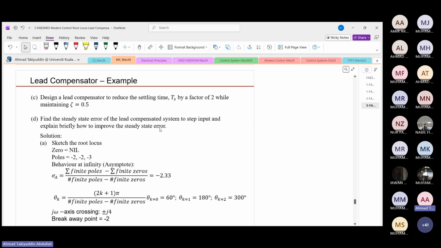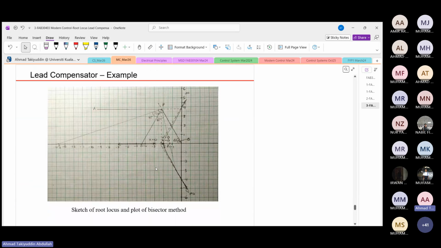So as what we already understood from the lag compensator, definitely if we want to improve the steady state error, we need to add the lag compensator to the system. But we can still have the steady state error determined when we add in the lead compensator. So this is the solution that you're possibly going to have.